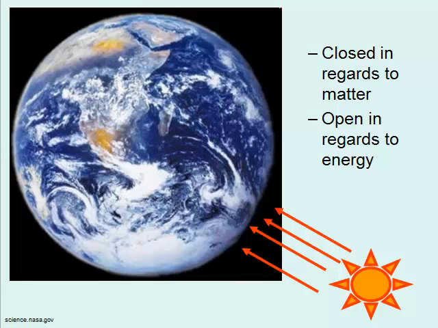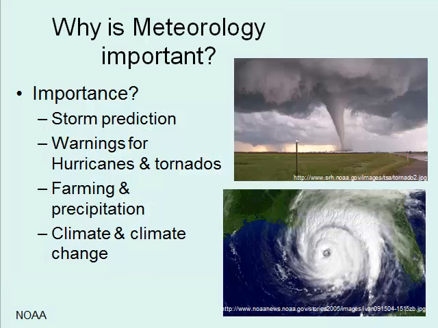But we are open in regards to energy, and this is a major factor, and we're going to talk about the Earth and energy and production of weather in great detail next week. So we get energy reaching the Earth in the form of radiation from the sun, and very important for the production of weather. If we didn't have this incoming solar radiation, we wouldn't have the weather that you see outside throughout the year. So very important, but we'll come back to that.